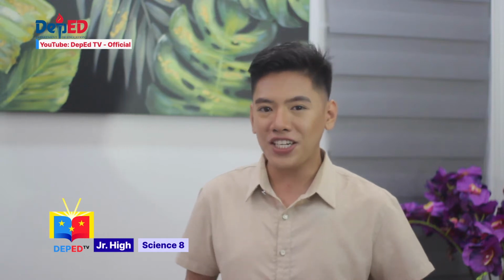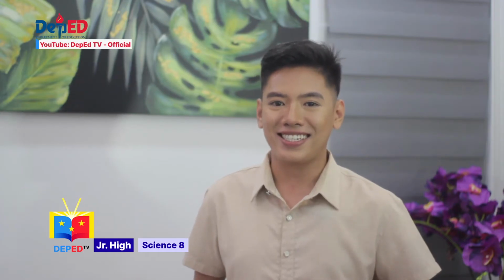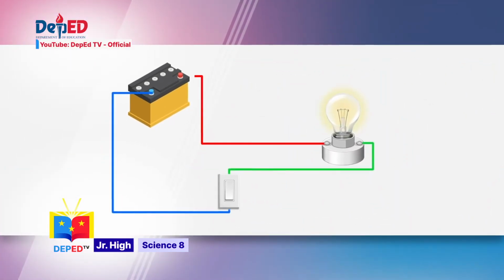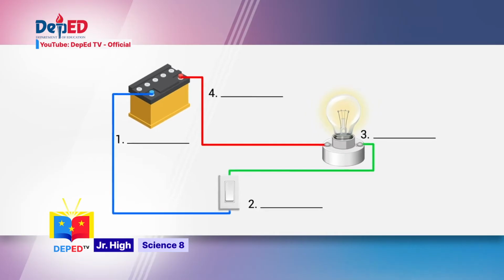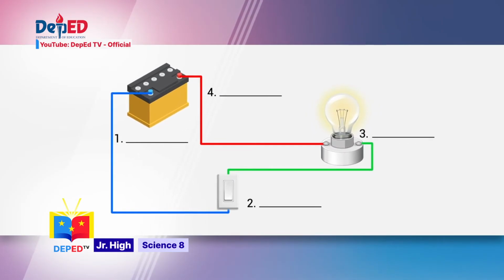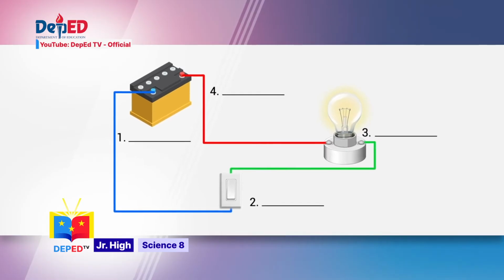Now, before we discuss further the different types of electrical circuits and its advantages and disadvantages, let us first take a quick check on your knowledge about simple circuit. Here is an illustration of a circuit. Label each part according to the number shown. You have 30 seconds to answer. So, let's begin.